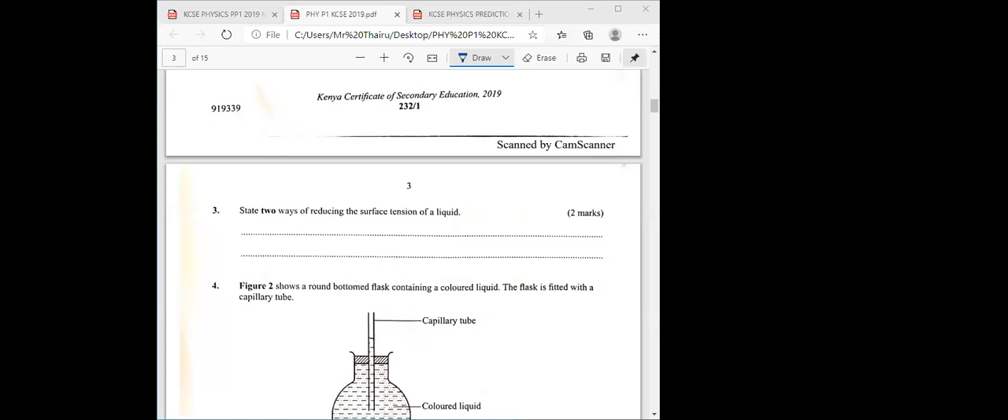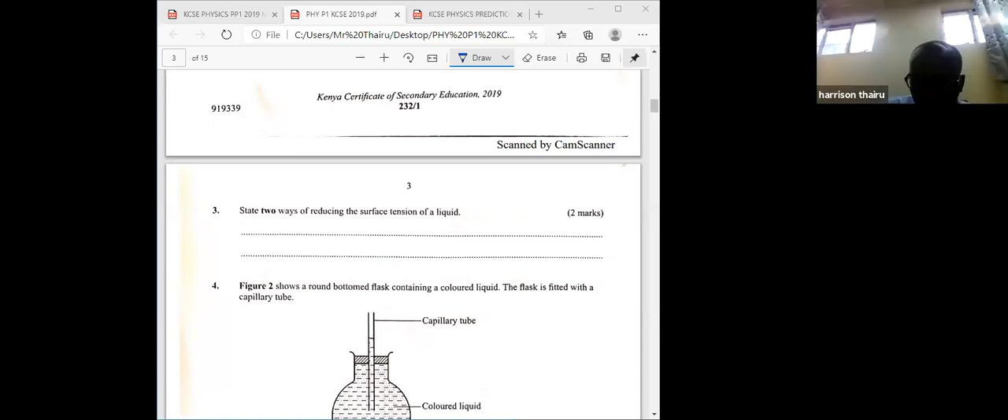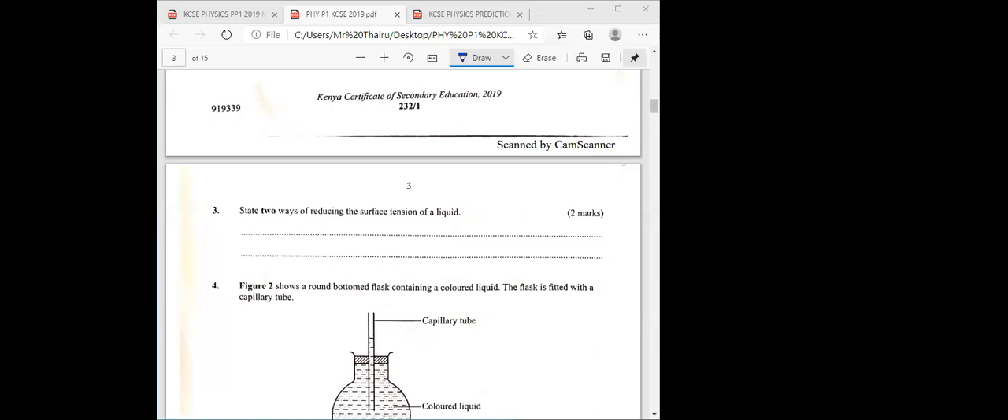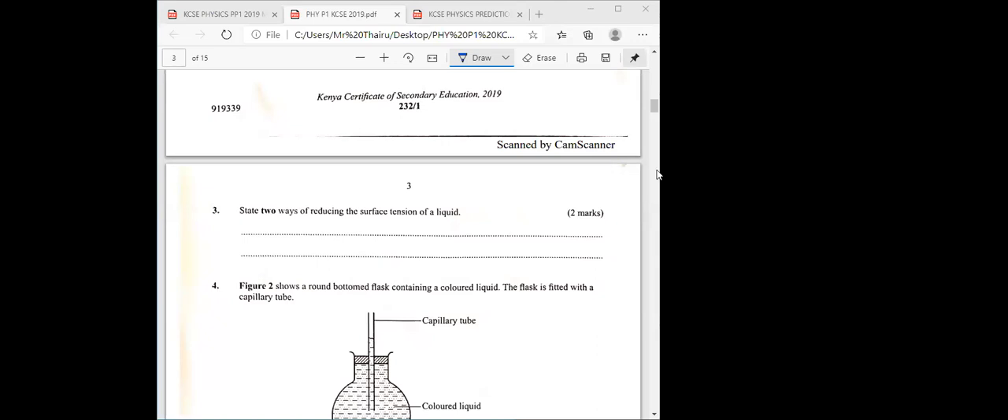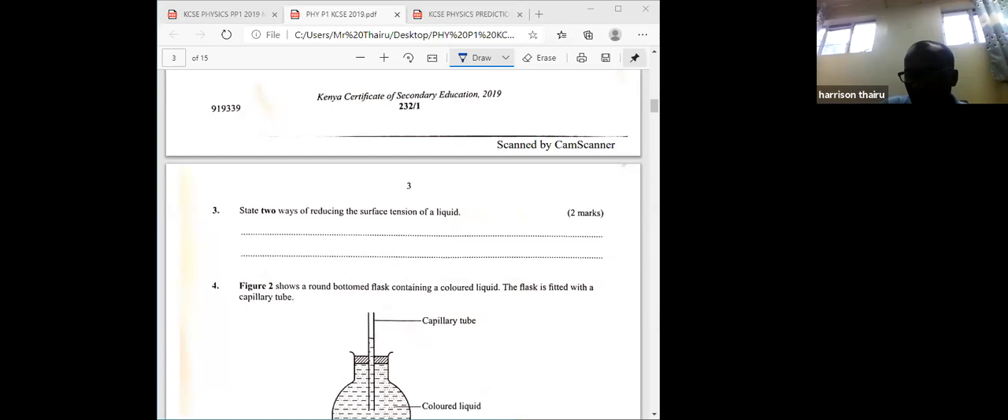Wawire, give us the second way. Adding impurities. Heating, we have talked about it. Adding of impurity, correct. So those are the 2 ways in which we can reduce the surface tension. Let's go to the next question.